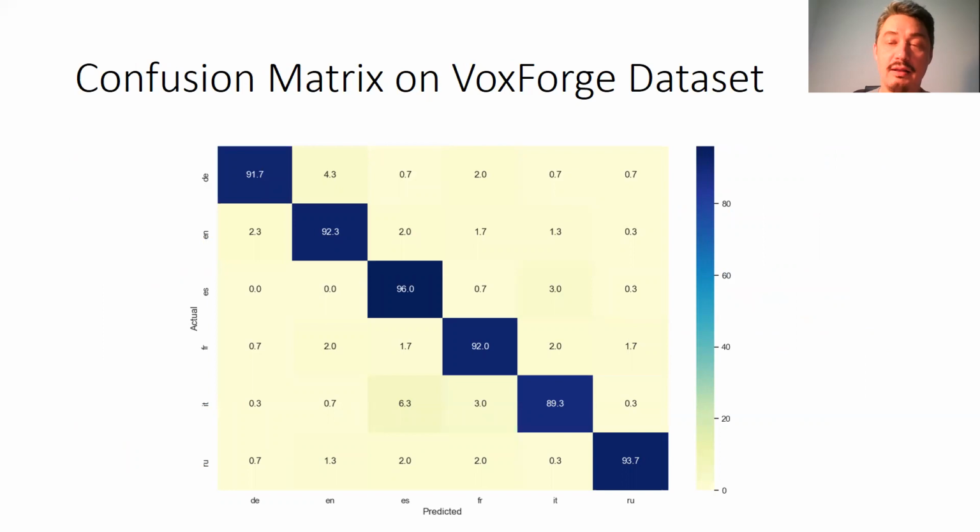This language identification system trained this way shows very meaningful confusions, namely the confusion matrix on the VoxForge dataset is very meaningful. For example, if you look at rows which show the actual language, German is most confused with English, which is a related Germanic language. And English is vice versa, most confused with German.